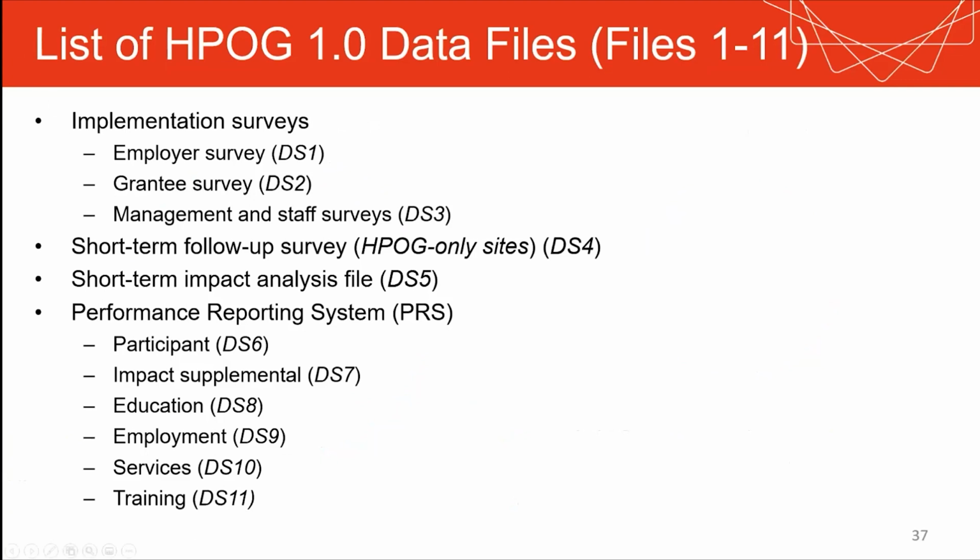So for HPOG1, we have 22 archive data files. Again, I'll start with a list and then go through each of these groups in detail. We fielded implementation surveys to program staff. We archived the short-term follow-up survey, the HPOG version for the HPOG only sites. We have the short-term impact analysis file. We have program records from the performance reporting system, which are spread across 6 tables.